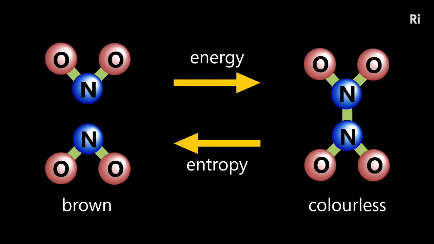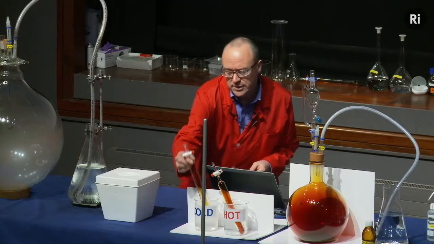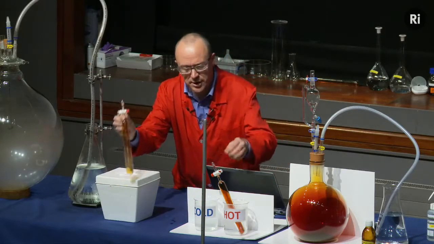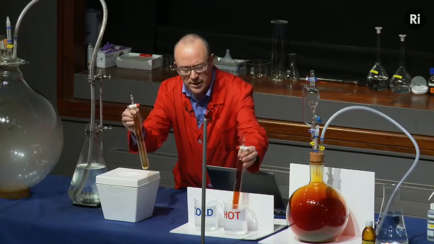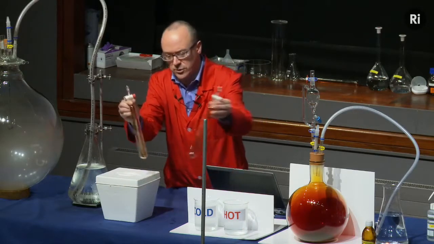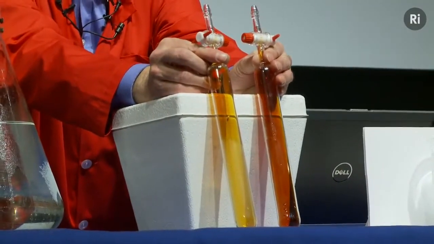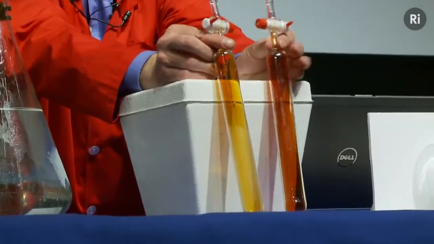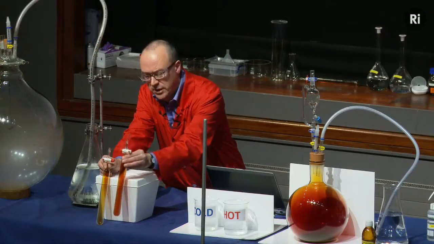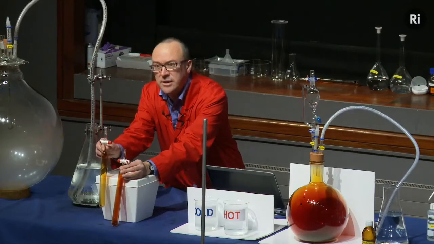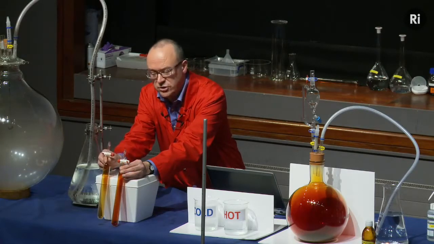So if we go back to our tubes, this is the tube that was in the cold water, and you can see that it's become a paler colour, and this is the tube that was in the hot water. So I'll put these side by side. You can see that heating up this gas has made it darker brown, it contains more nitrogen dioxide, whereas cooling it down has made it less dark, it contains more dinitrogen tetraoxide.